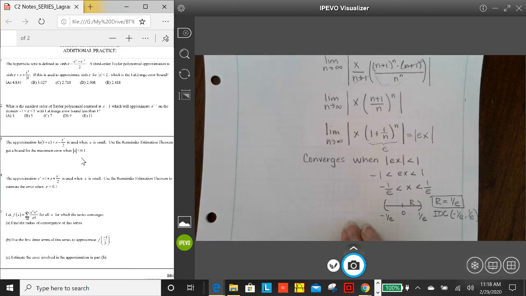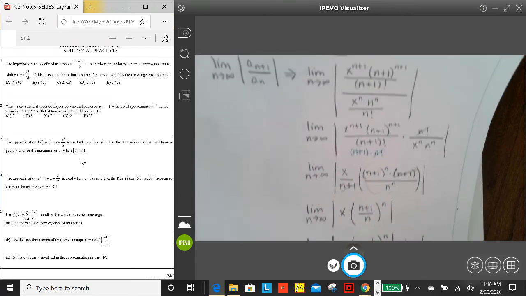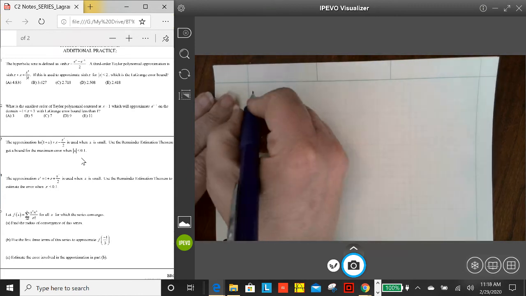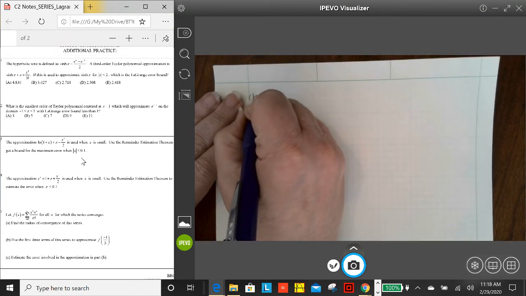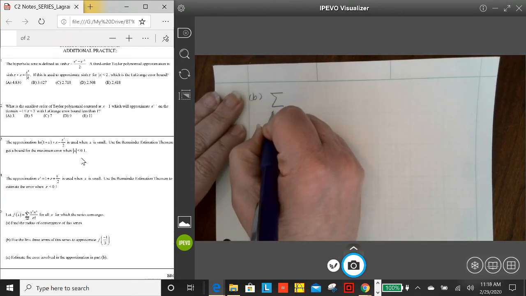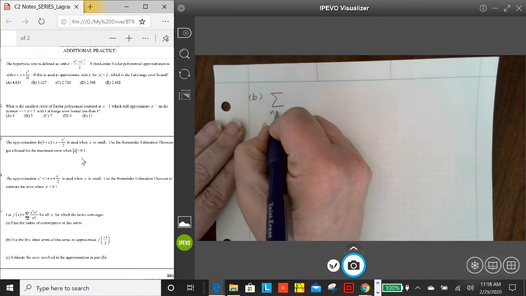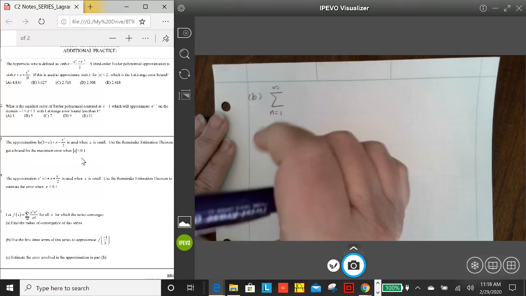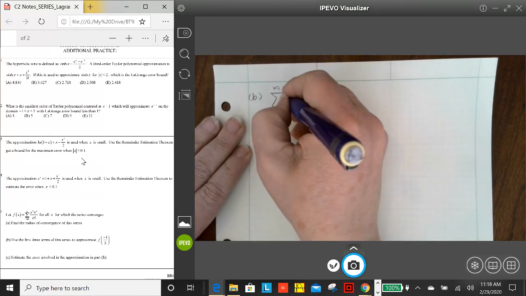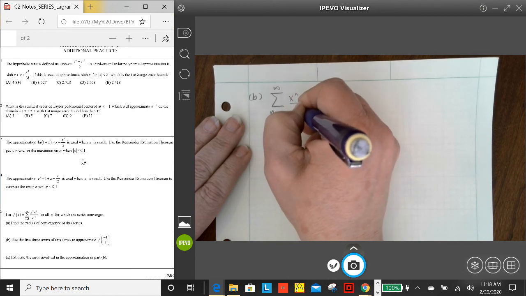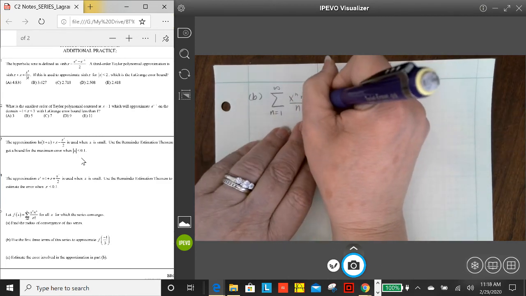Now we're on to part B. It says, use the first three terms of this series to approximate f of -1/3. So this is for part B. Our sum is from n equals 1 to infinity of x to the n times n to the n, divided by n factorial. And I'm going to need the first three terms.